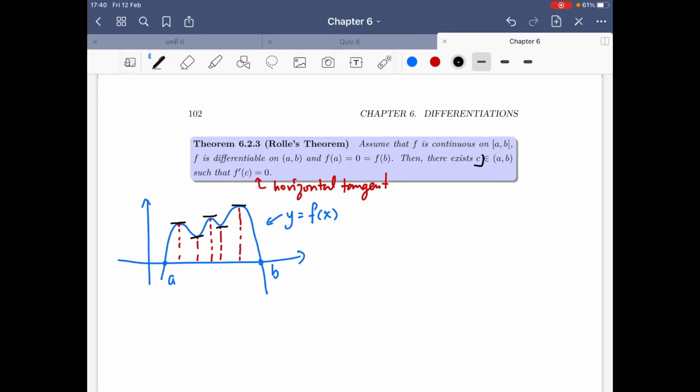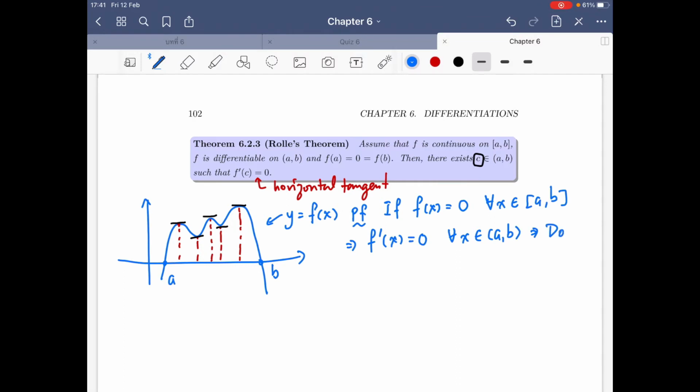Okay, so by existence, it doesn't mean that you got only one point. You may have several points as well. So let us do the proof. All right, so of course if your f is all 0 along this closed interval a to b, then of course your f prime will become 0 for x inside this open interval a and b, and the theorem is established at once.